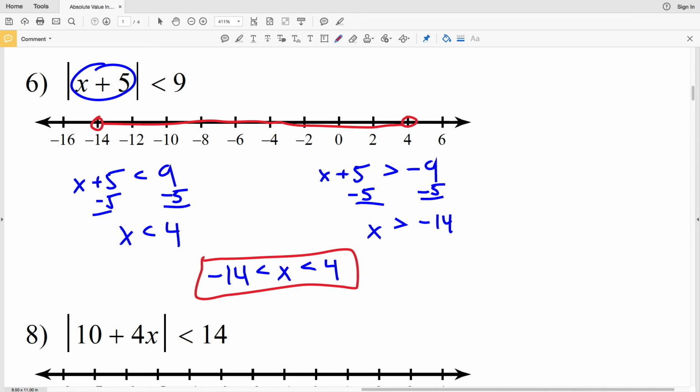In the next video, we'll do numbers 7 through 14, and then in the third video, we'll finish the worksheet doing numbers 15 through 22.